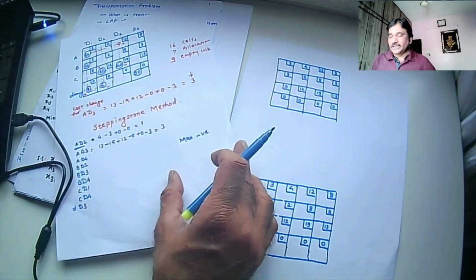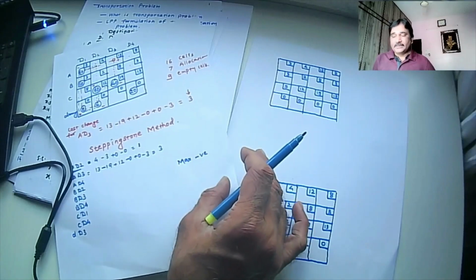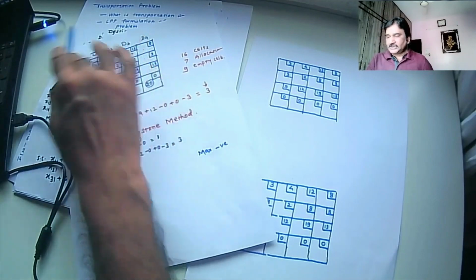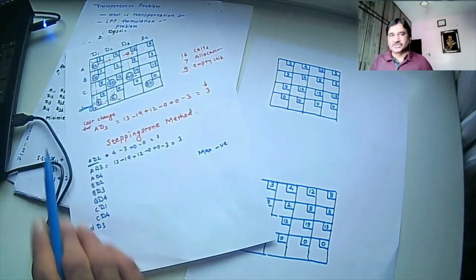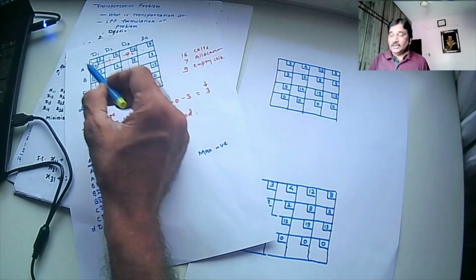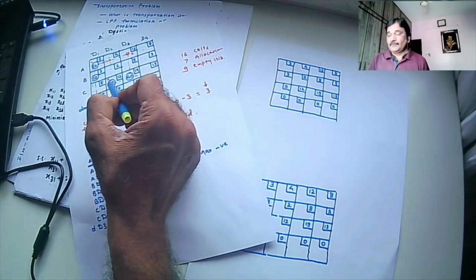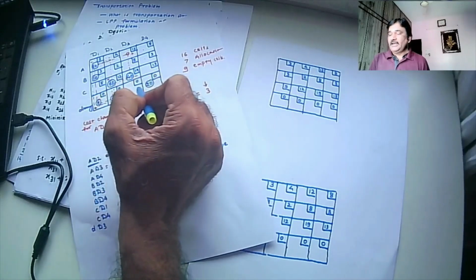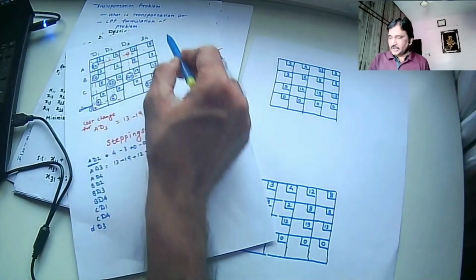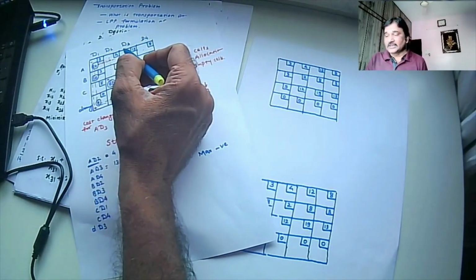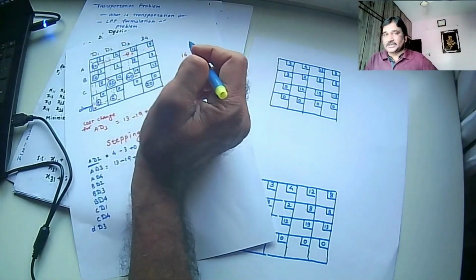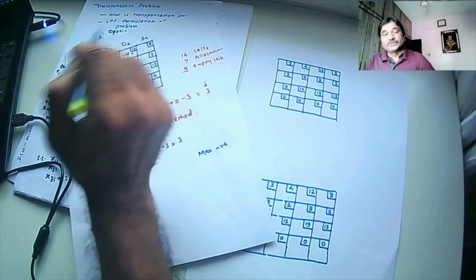This method is called the stepping stone method. It is called the stepping stone method because this matrix is considered to be a pond, a pond of water, and wherever you have allocations, those are considered as stones. Allocations are considered as stones, and the rest of the cells where there are no allocations are considered as water cells, and where there is allocation, those are considered as stone cells.